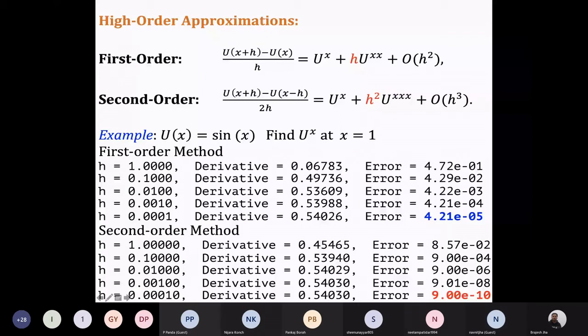This is the error. Next, I am going to calculate with the same step h using the second order method, and the error is coming out to be minus 2, minus 4, minus 6, minus 8, minus 10. You see just the last line of the first order method and the second order method. Here the error is 4.21 into 10 raised to the power minus 5, and the last line is 9 into 10 raised to the power minus 10. So in the second order method, the error is very small, meaning the exact and approximate are very close.